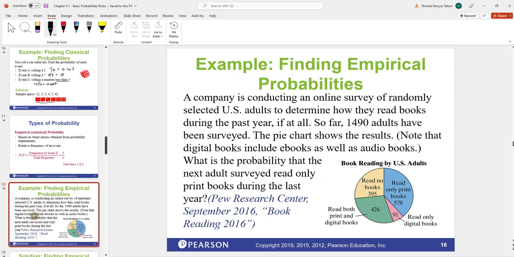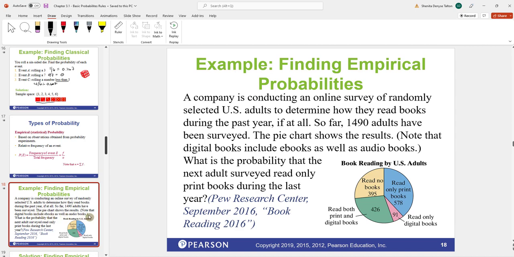A company is conducting an online survey of randomly selected U.S. adults to determine how they read books during the past year, if at all. So far they have 1,490 adults that have been surveyed, and this pie chart shows the results. Note that digital books include e-books as well as audiobooks. We want to figure out the probability that the next adult surveyed read only print books during the last year.